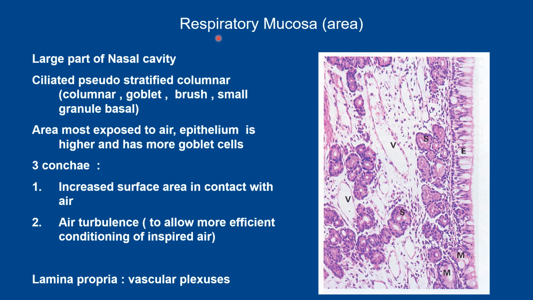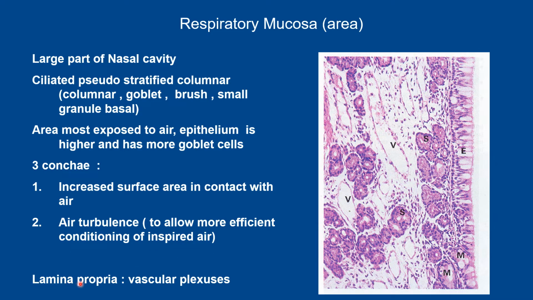The respiratory part of the nasal mucosa is a large part of the nasal cavity, and it is lined by pseudostratified ciliated columnar epithelium. It has columnar cells, goblet cells, brush cells, small granule cells, and basal cells. This area is most exposed to the air, so the epithelium is higher and has more goblet cells. There are 3 conchae. The function of the conchae is to increase the surface area in contact with the air and create air turbulence to allow more efficient conditioning of the inspired air.